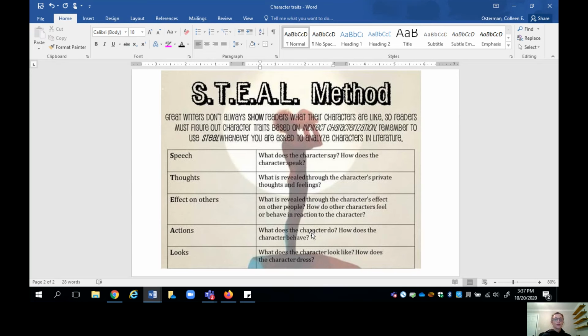When an author reveals a character, they often reveal who this person is through the way that they speak, through their thoughts, the effect on others, their actions, and their looks. A well-developed character is revealed in all 5 manners. So what we're going to do today is annotate for indirect characterization as we begin reading The Crucible. So you've taken a picture of this.